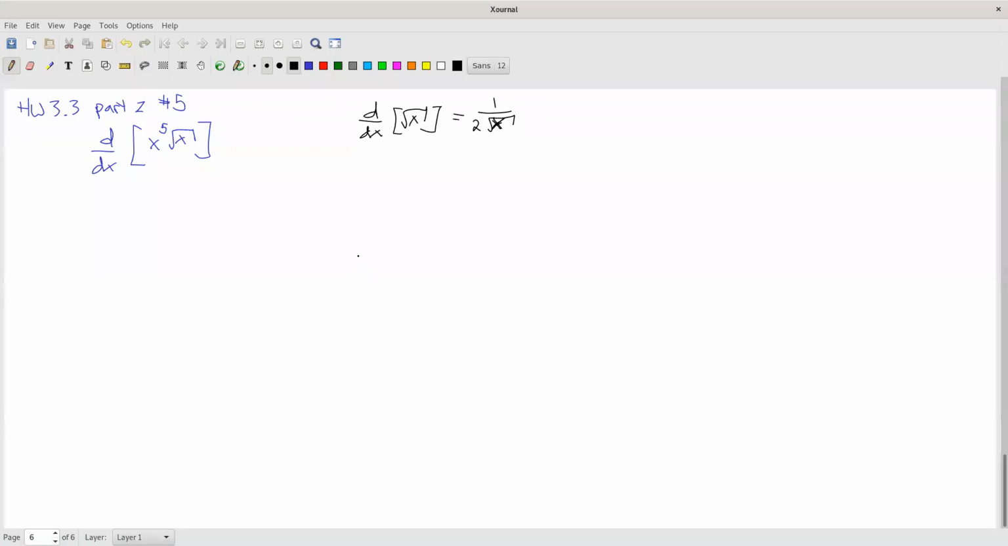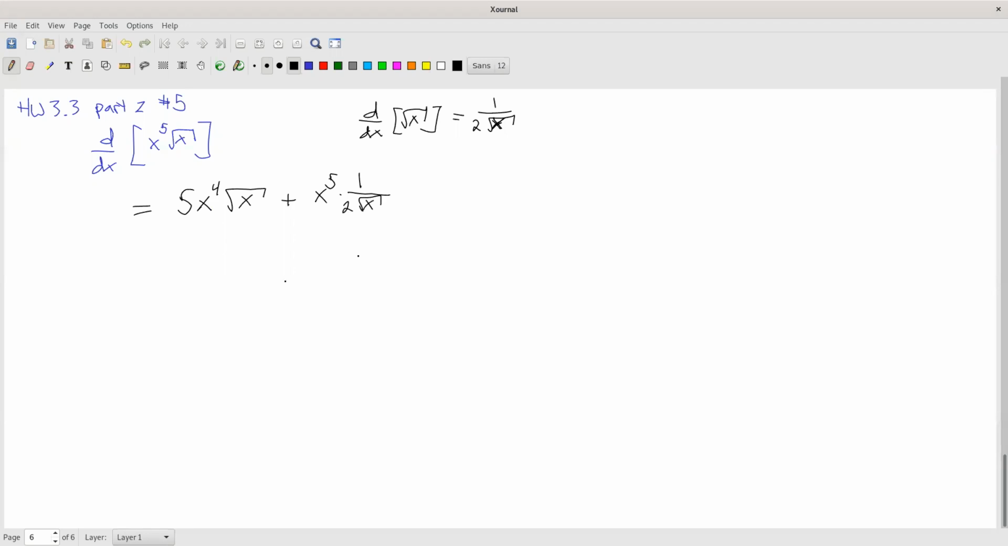All right, can we apply the product rule? The answer is yeah, sure we can, why not? So the product rule says take the derivative of the first function. So that would be 5x to the 4th power, and then multiply by that the original second function. And then leave the first function alone and multiply by the derivative of the second function, which we know to be 1 over twice the square root of x.